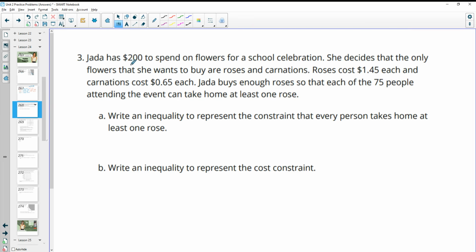Number 3, Jada has $200 to spend on flowers for a school celebration. She decides that the only flowers she wants to buy are roses and carnations. Roses cost $1.45 each, and carnations cost 65 cents each. Jada buys enough roses so that 75 people attending the event can take home at least one rose. Write an inequality that represents the constraint that every person takes home at least one rose.